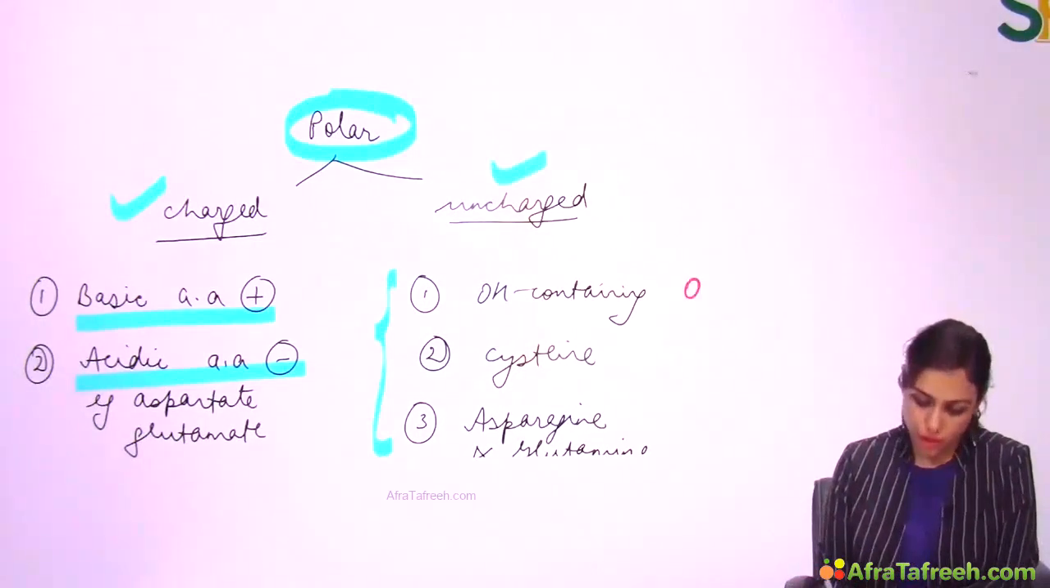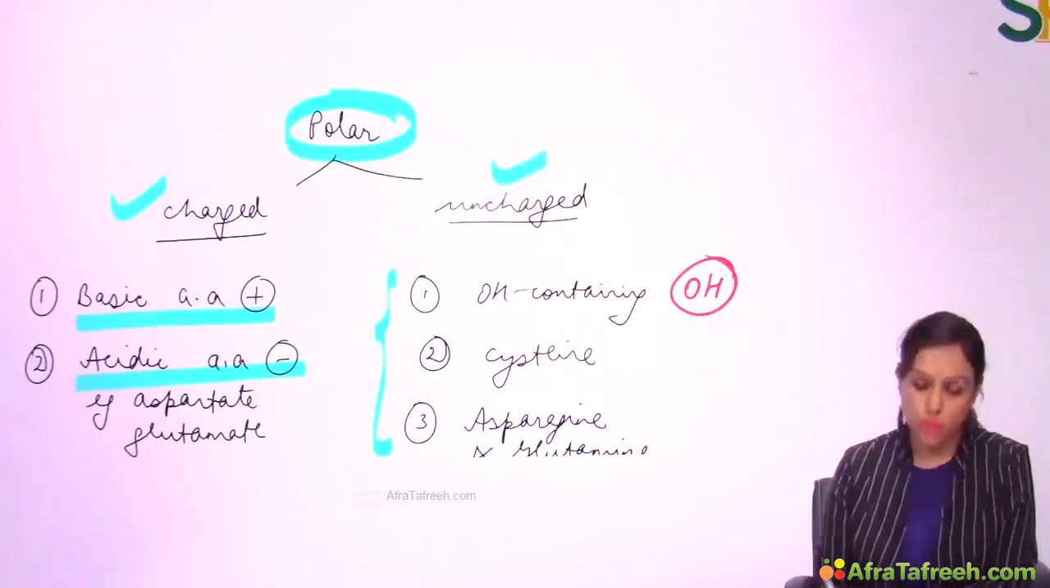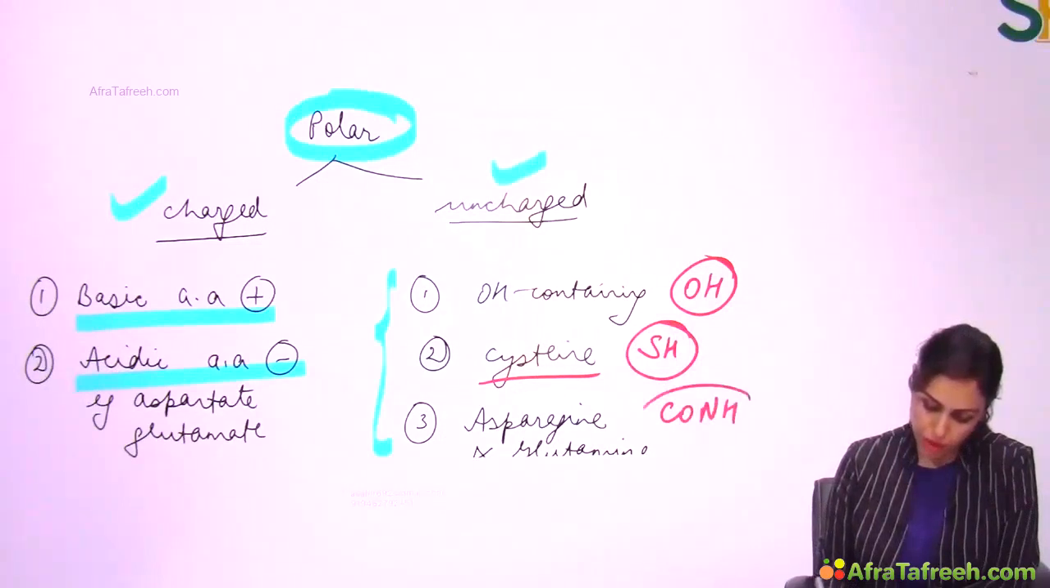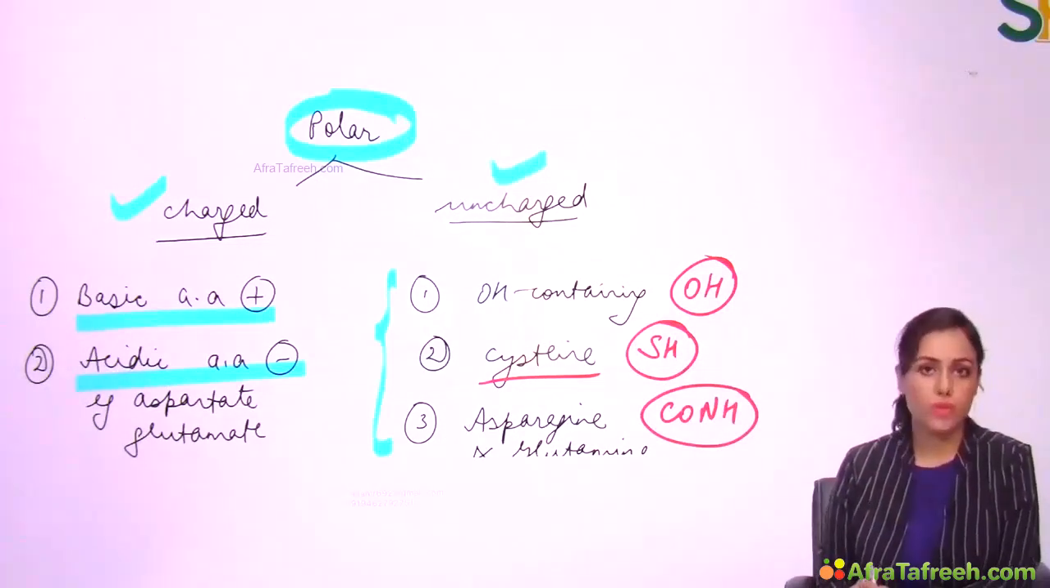First, OH-containing amino acids are polar because of the OH group. Then cysteine is polar because of its sulfhydryl group. Then asparagine and glutamine are polar because of their amide group, that is the CONH group, right?